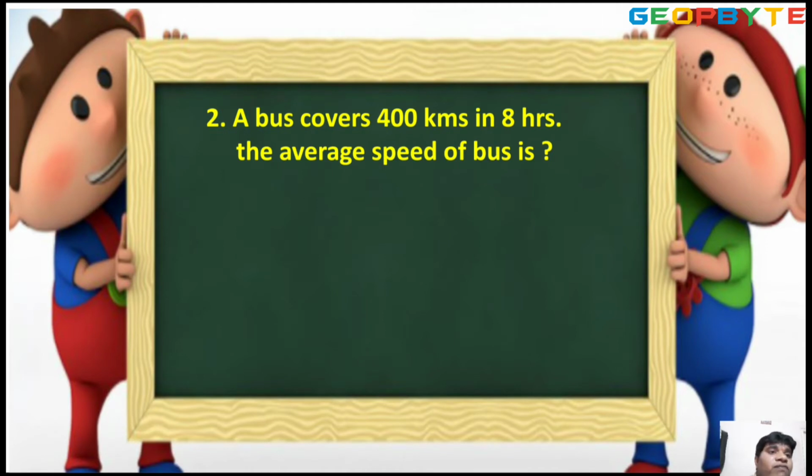A bus covers 400 kilometers in 8 hours. Average speed, I already told you, what is the logic? Total distance by total time. Total distance is 400, total time is 8. So the answer is 50 kilometers per hour. Okay, children. Next.